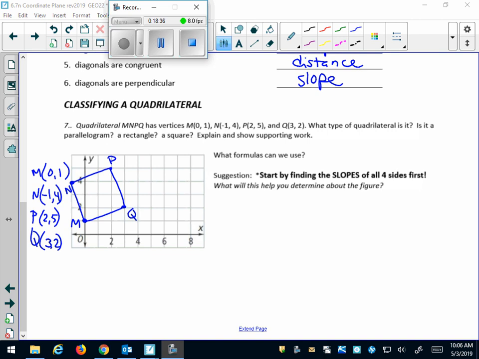Okay, so what 2 formulas is that? If we're trying to show that the sides are the same length, what formula is that? Distance. And if we're trying to show that the angles are right angles, what formula is that? Slopes. So I'm going to suggest that we start with the slopes. Slopes are pretty easy to find, and it gives you lots of information right away. If you have all the slopes, you can tell right away if you have 1 pair of opposite sides parallel or 2 pairs of opposite sides parallel, and you can tell if you have any right angles. So just by finding slopes, you get a lot of immediate information.